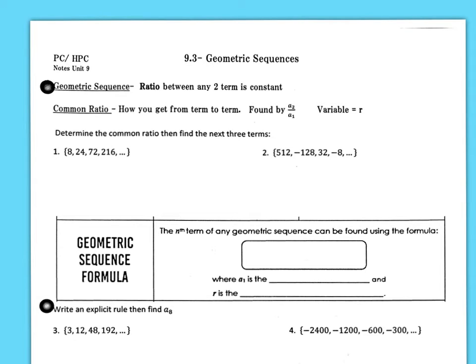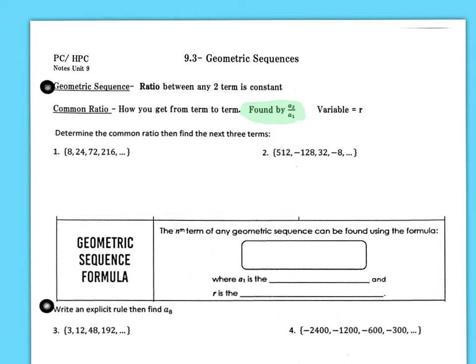You can find your common ratio by dividing, and it doesn't really matter as long as there are two consecutive terms that you're dividing. I have it here as A2 divided by A1, but you could do your fourth term divided by your third term, or your 10th term divided by your 9th term. As long as the two are consecutive, it doesn't matter.